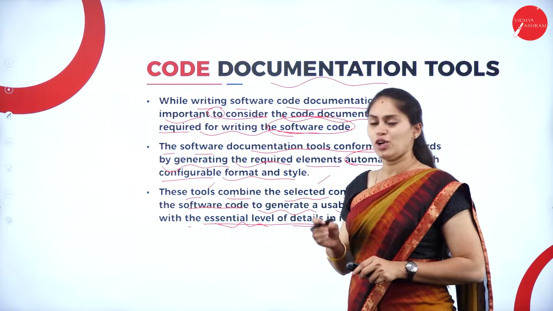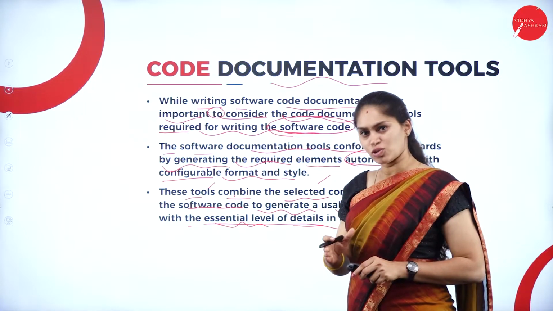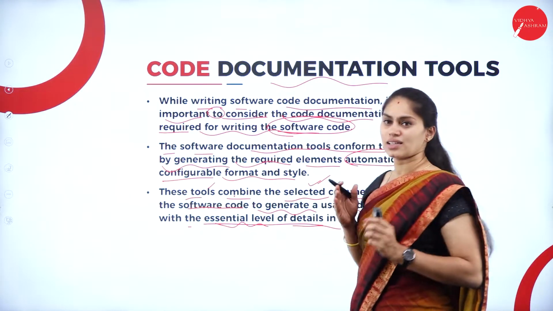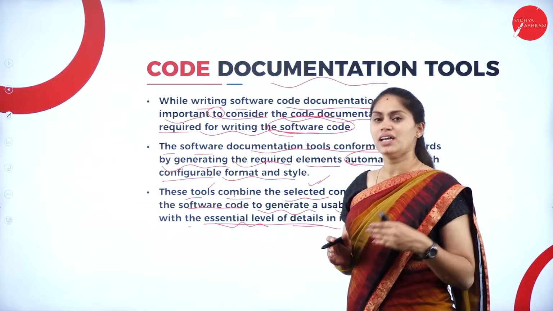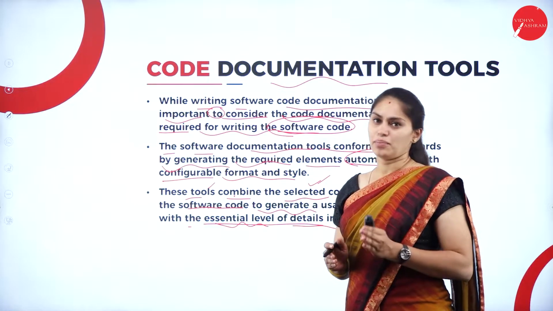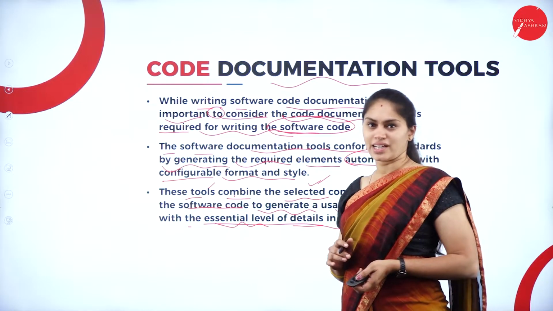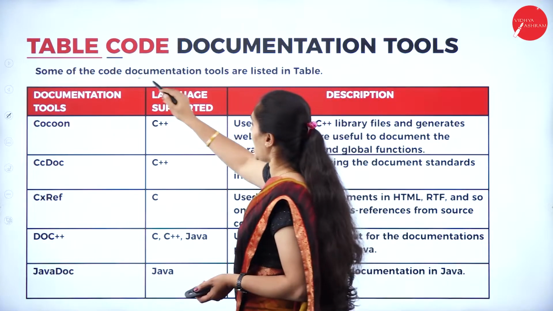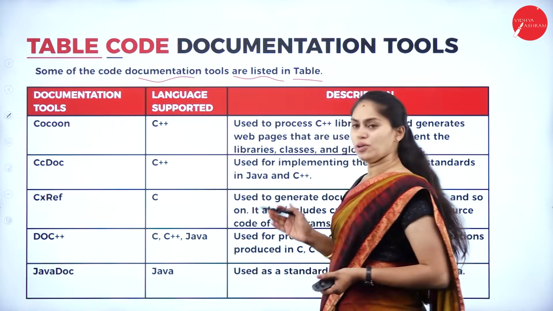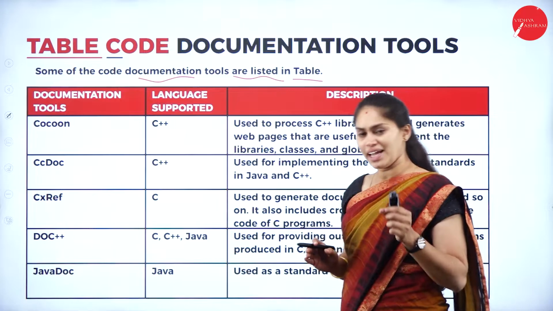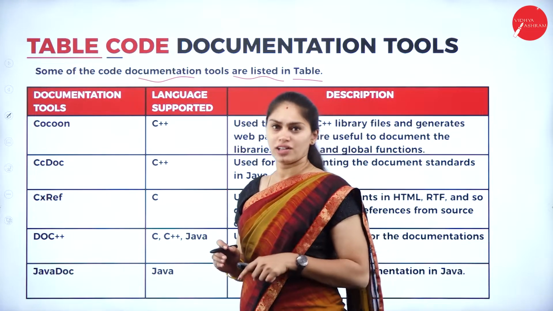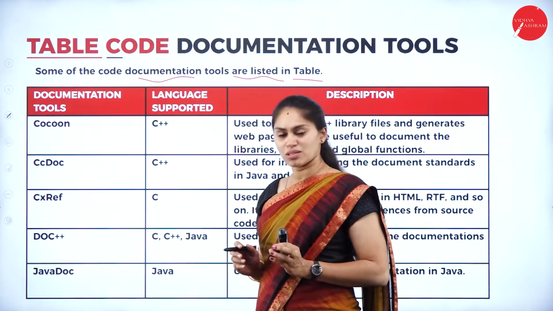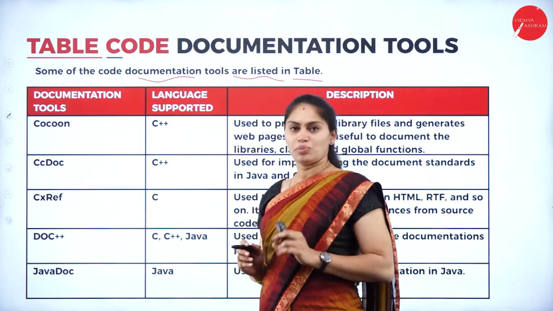So it will include more details along with the source code than this documentation section or this comment section. With the help of that, we will be able to understand it properly and it will be more readable. So here you can see some of the code documentation tools along with the languages they support. That means for each language we have one of the code documentation tools. That code documentation tool will support some of the features of a particular programming language.